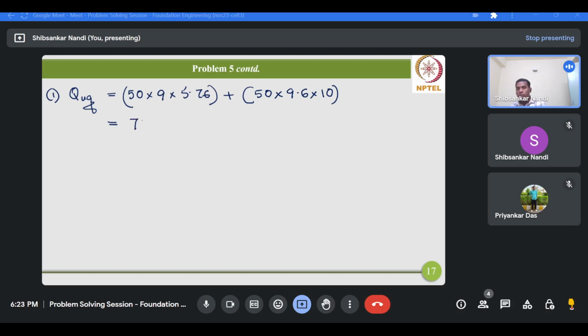7392 kN. Okay. So this is considering block shear failure.